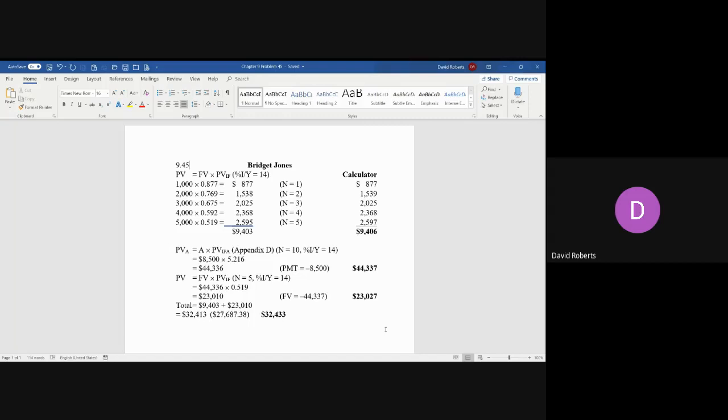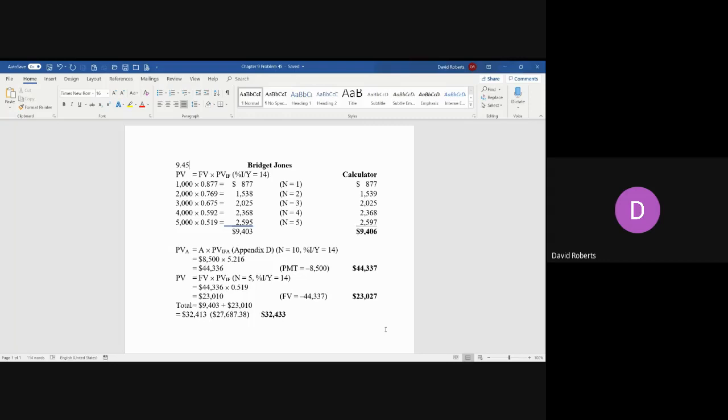So you want to have $23,027, and you add it to the individual or single amounts that you calculated in the first part, the 1,000, 2, 3, 4, and 5,000, which total would be 9,406. So you add the 9,406 plus the 23,027 if you use your calculator, and you wind up with approximately $32,433. You should always use your calculator and you should not use the tables. I've mentioned that before, and that is a much more accurate and faster way of doing the calculations.